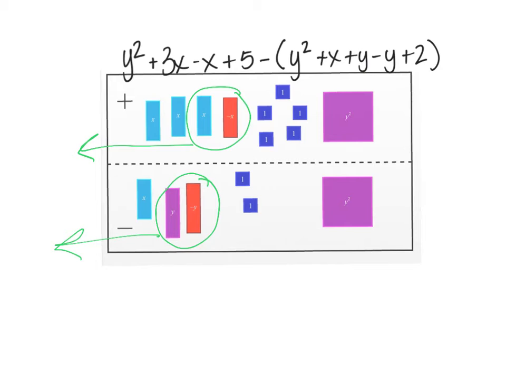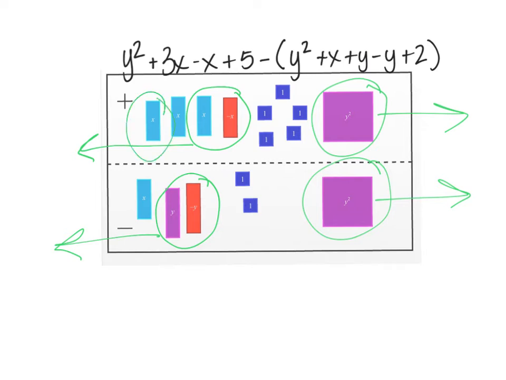Another way to make a 0 pair is if you have the same tile in opposite regions. So if I look here at this expression map, I have a y squared and another y squared. Those are opposite regions, but the same tile, so they make a 0 pair and can be removed. Over here, I have an x tile in the negative region and an x tile in the positive region. They also make a 0 pair and can be removed from the expression map.